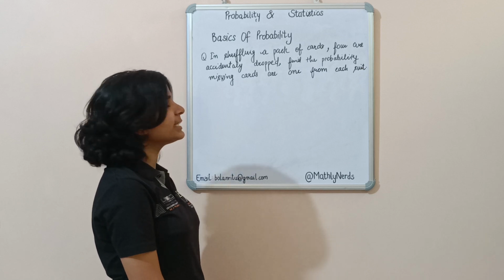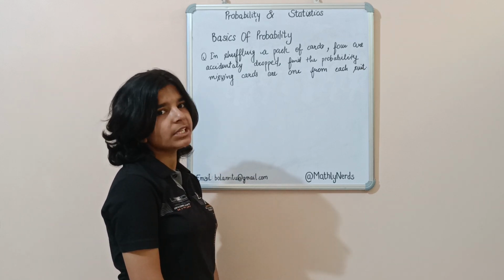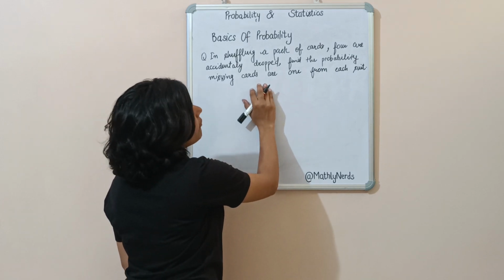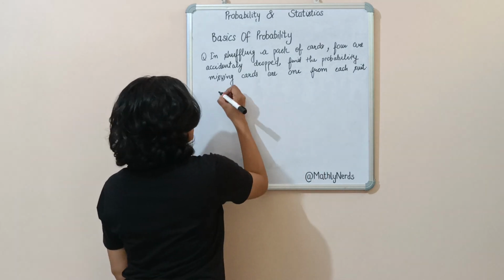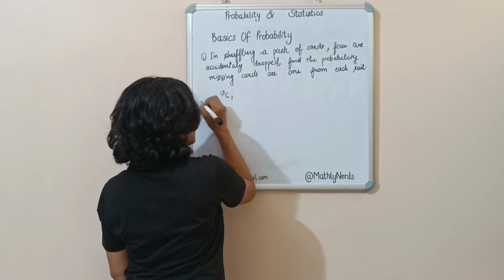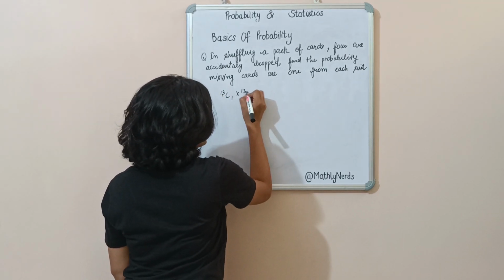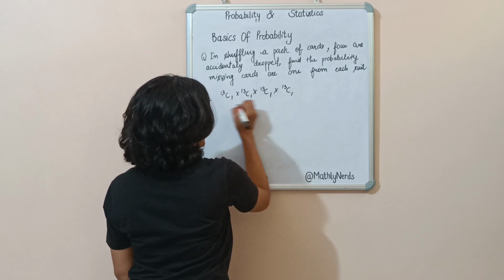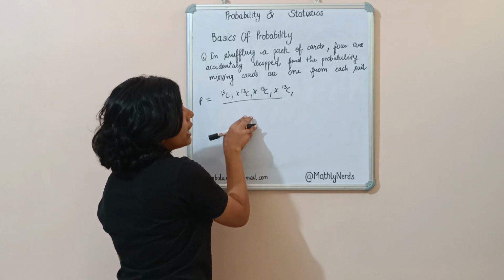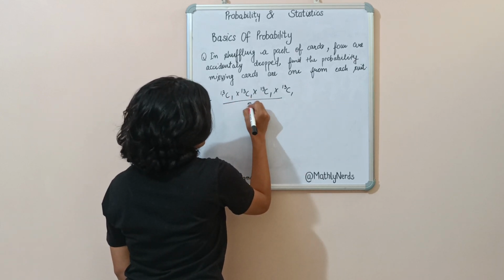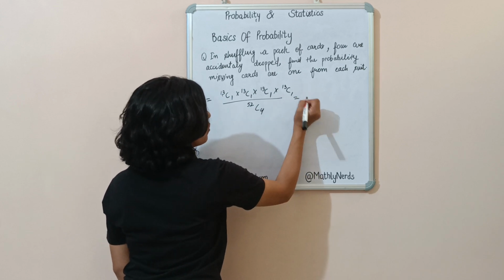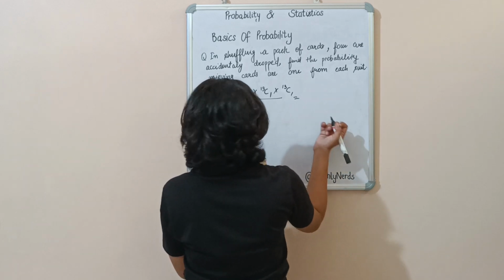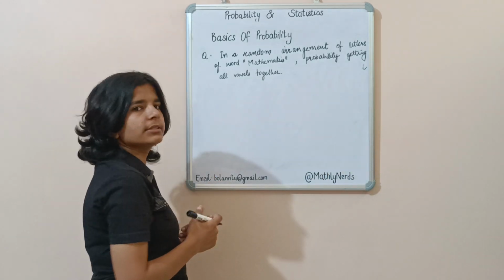We have to find the probability that the missing cards are one from each suit. So we have to choose one card from each suit. So 13C1 into 13C1 into 13C1 into 13C1, and selecting 4 cards from the deck, that is 52C4. So you can leave it up to here or you can solve it further.